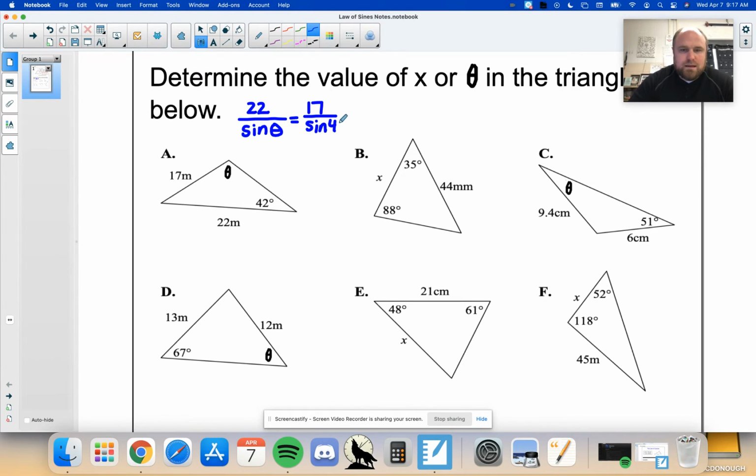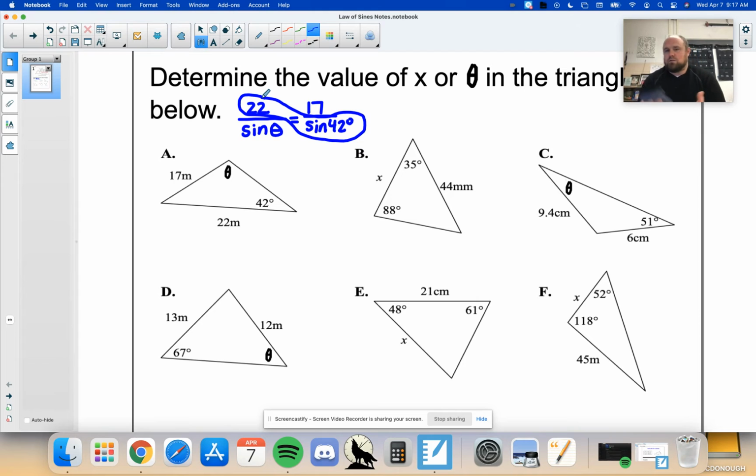Now at this point, what we want to do is cross multiply and then divide. When I look at this, what I'm looking for is angle theta. So angle theta, connected to the sine of theta, is across from the 17. Those are diagonal. And then 22 and the sine of 42 are across from each other in this diagonal. Because theta's here, we're going to use this diagonal first, these two, 22 and the sine of 42, and we are going to multiply those two together.